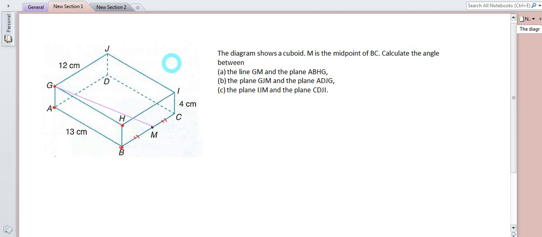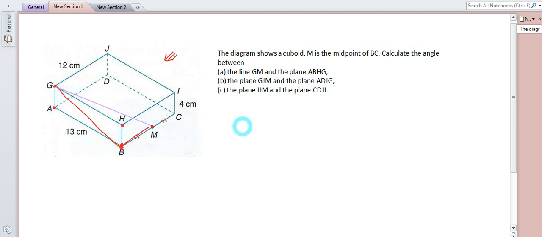So where should the light come from? Here, right? Because we want this plane, ABHG. When the light comes from here, we know that the shadow of GH must come out from G here. And where is the shadow of the point M? Must be here, right? So we just connect together. Then we know that GB is actually the orthogonal projection of the line GM.